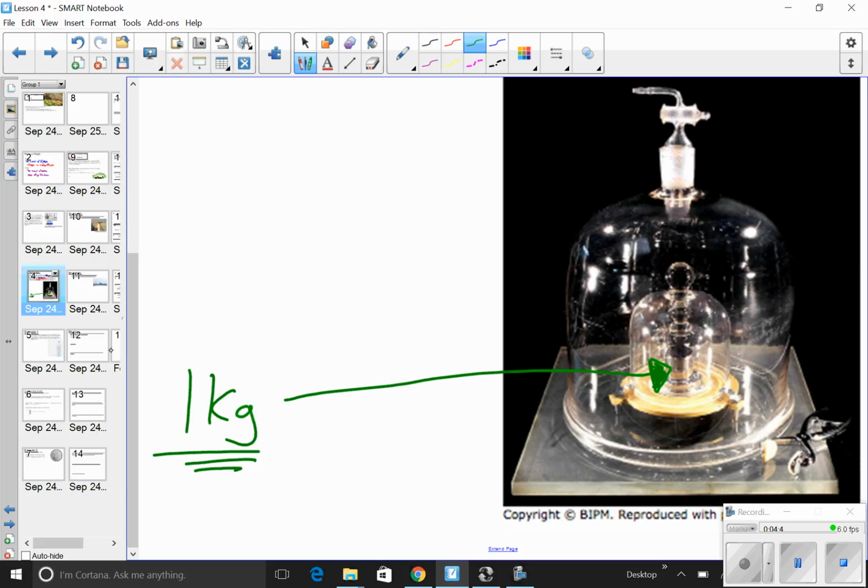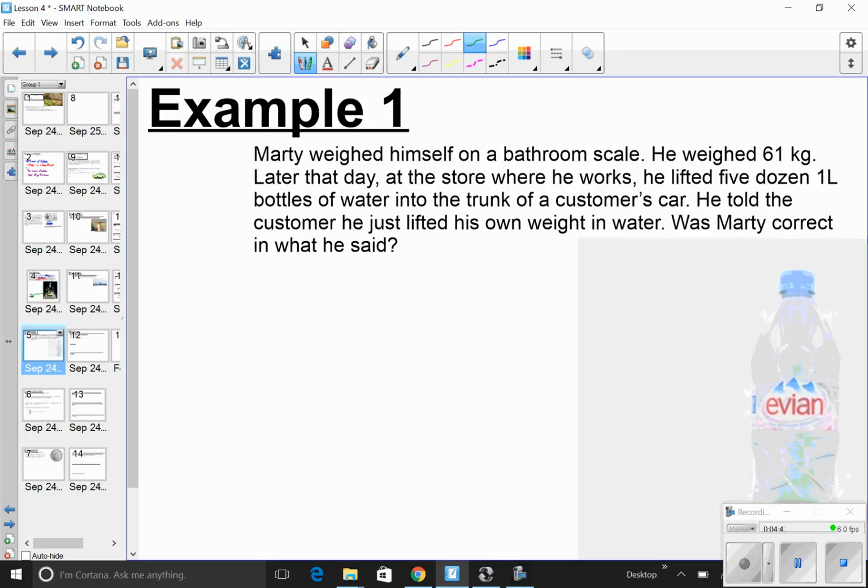All right, let's do some examples. Marty weighed himself on a bathroom scale. He weighed 61 kilograms. Later that day, at the store where he works, he lifted 5 dozen 1 liter bottles into the trunk of a customer's car. He told the customer that he just lifted his own weight in water. Was Marty correct, or was he lying?